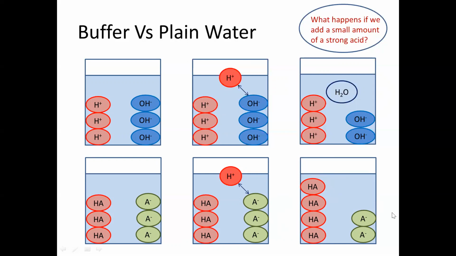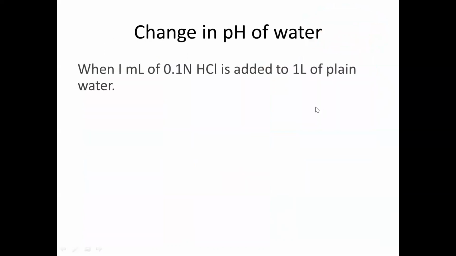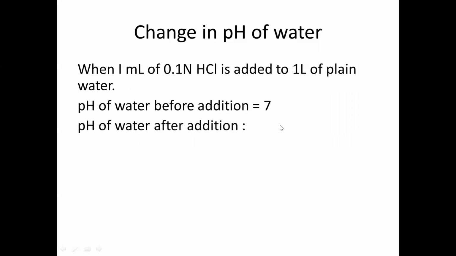Let us also calculate. We will see what happens when we add a small amount of HCl to plain water. Let us take the case when 1 ml of 0.1 normal HCl is added to 1 liter of plain water. What is the pH of water before addition? We know it is 7. What is the pH of water after addition?